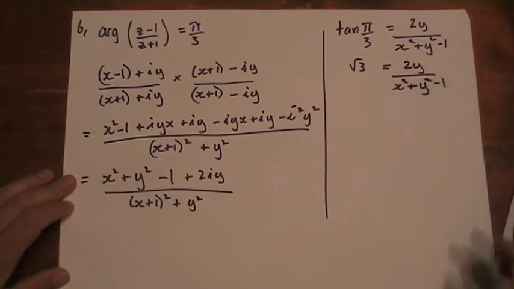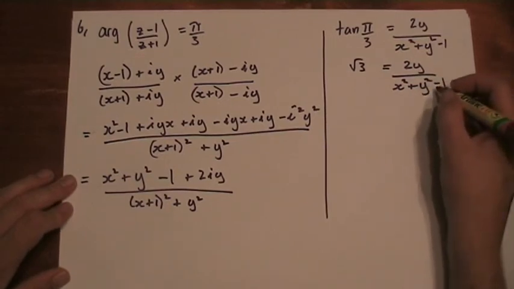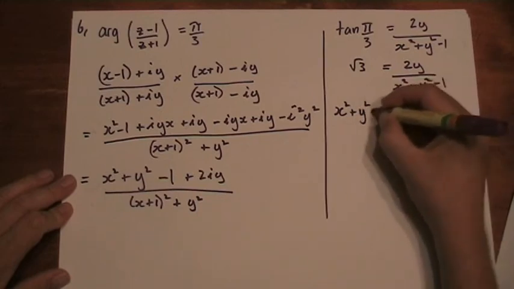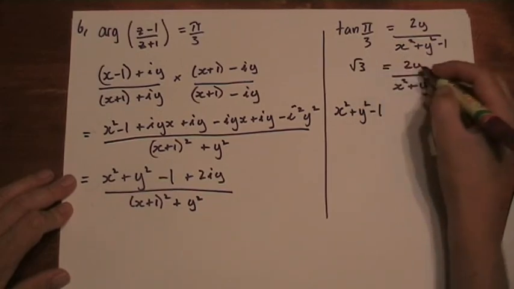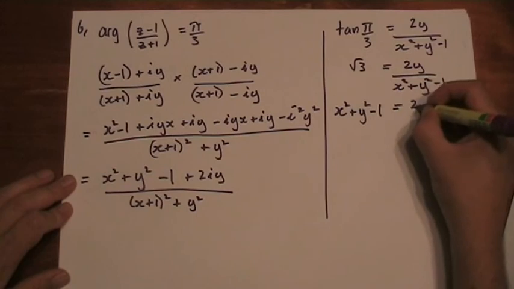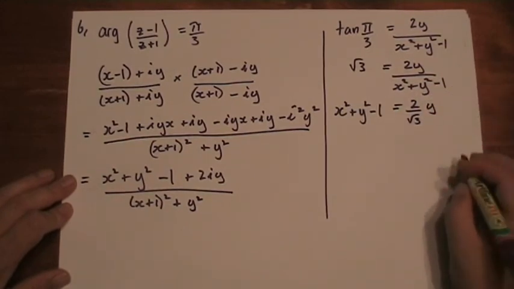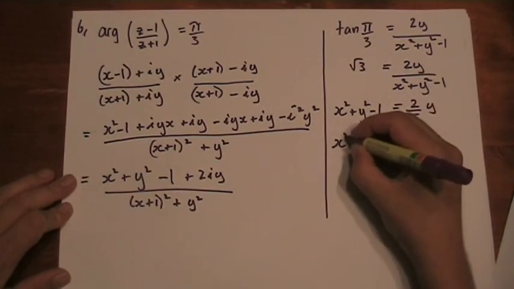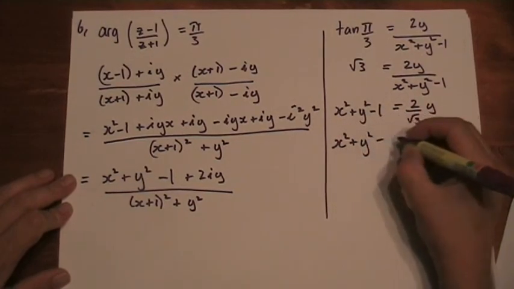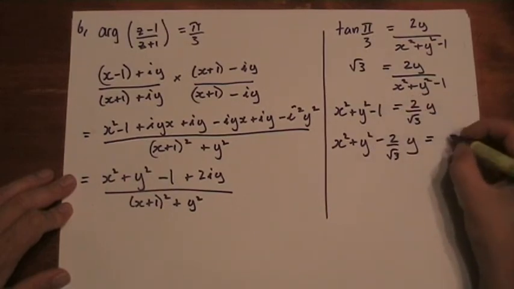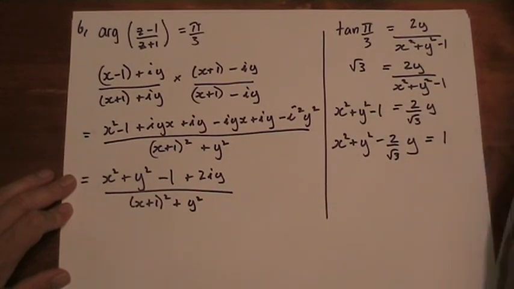Now I just need to do some algebra manipulation, so I'll bring the x squared plus y squared minus 1 over here. I'll divide this side by the root 3, I'll get 2 on root 3 y, that just suits my purposes nicely. Bring this back across, x squared plus y squared minus 2 on root 3 y is equal to, I'll bring this 1 over here, is equal to positive 1.